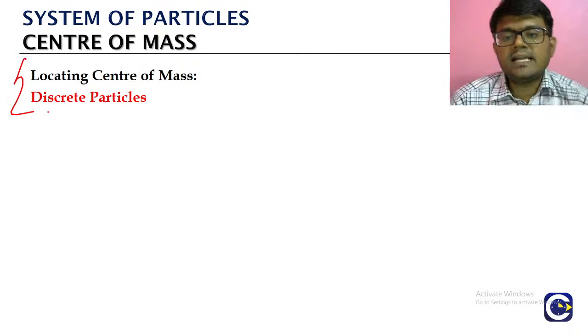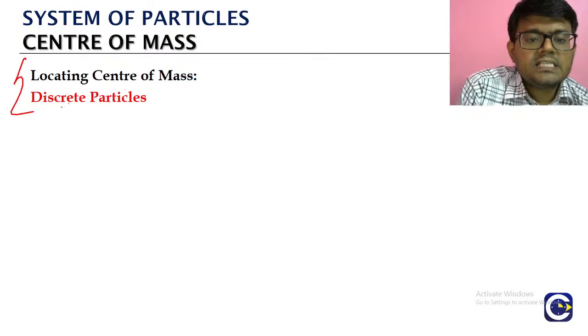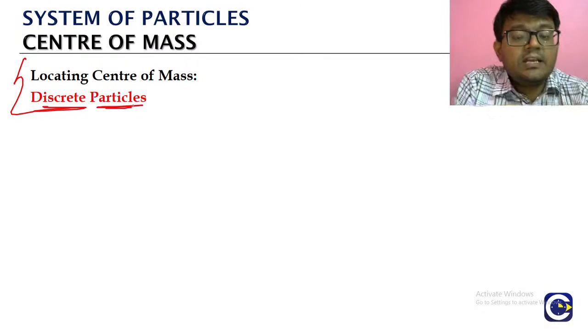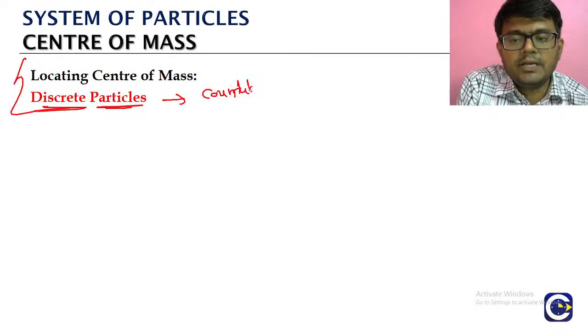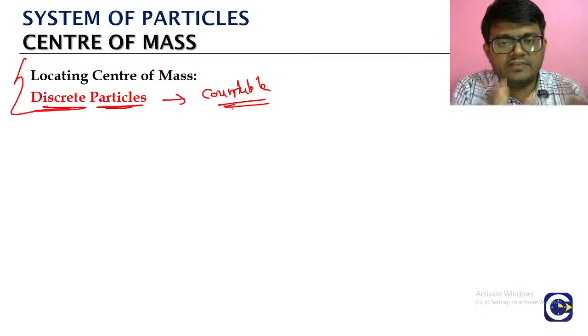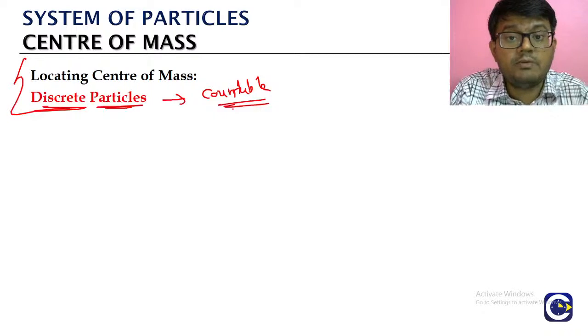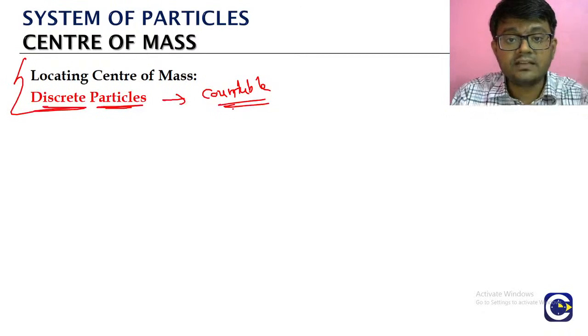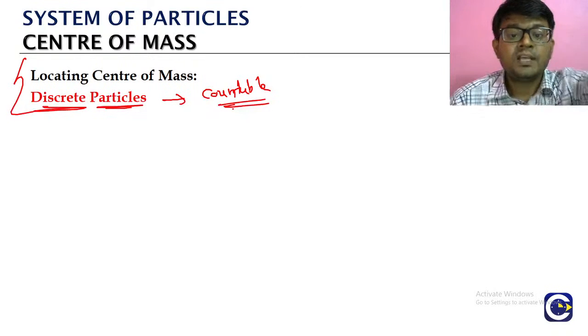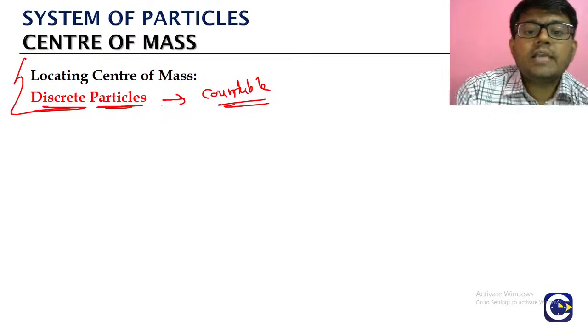To locate the center of mass of the system of particles, or what we are calling discrete particles. Means what? Countable. It may be 2, it may be 3, it may be 5, 10, maybe 1 lakh, maybe 1 crore. Everything is countable. Only when we say infinite, that is not countable. Okay, so how do we find the location of the center of mass?